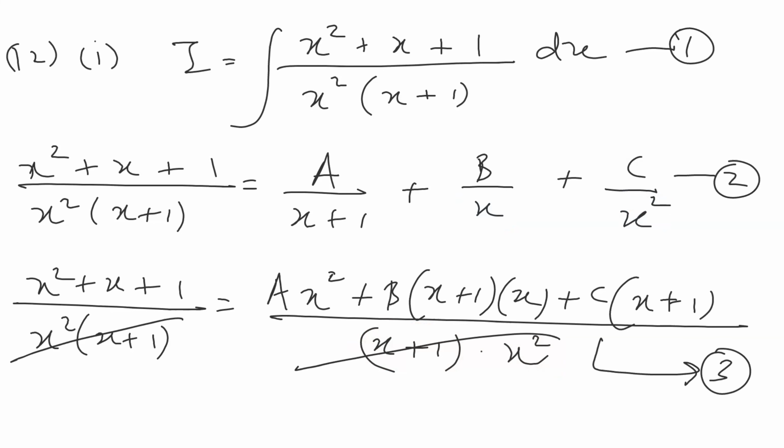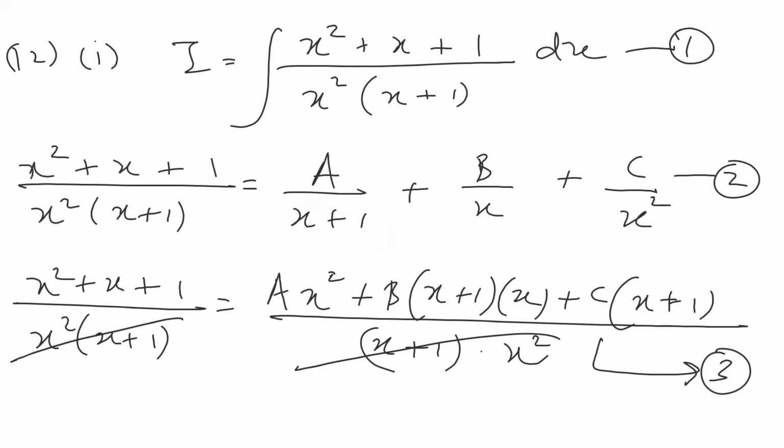We have to put the values of x one by one. Consider the first factor, x plus 1 equated to 0. The value of x is minus 1. So put x equal to minus 1 in equation number 3. Minus 1 the whole square plus minus 1 plus 1. Wherever there is x, put x as minus 1.